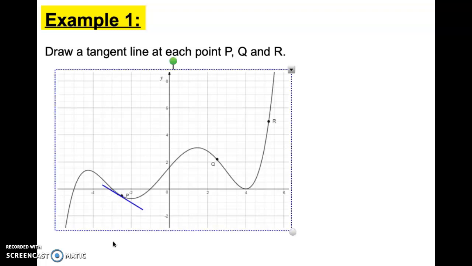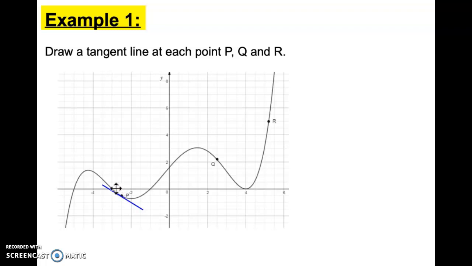Okay, so there's my first one. It touches at only 1 point. There is about equal spacing above and below. I could adjust this up a little bit even. And there's my first tangent line. And there are my next two. Once again, only touching each at the 1 point and about equal spacing on either side of the point. Okay. For point R, it's a fairly steep line because the curve is fairly steep there. And for Q, it's a flatter line since the curve is less steep.